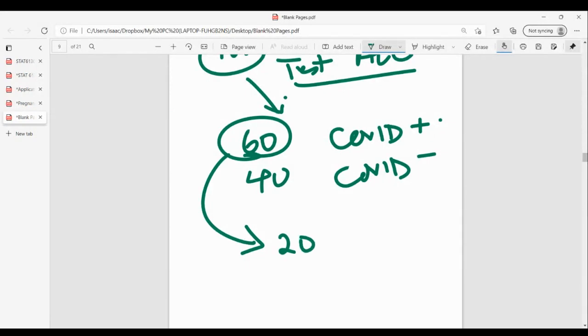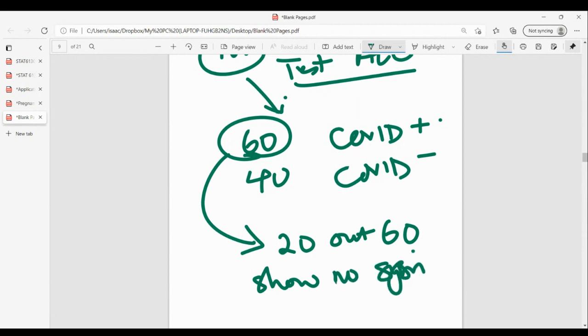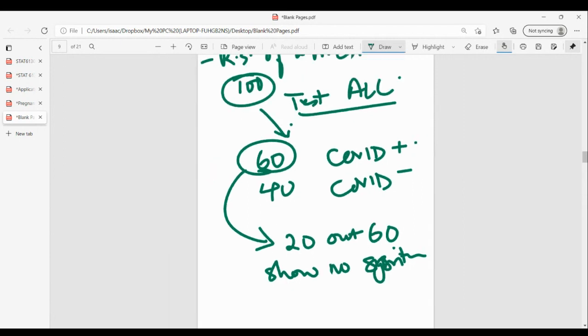So say 20 out of the 60 show no symptoms. Excuse me, Dr. Dialsing. Also, when you're taking this sample, you'll have to take a sample of either vaccinated or not vaccinated, because we took so long to collect the data. So the thing is, maybe you might have to take like 200, and out of the 200 you'll have vaccinated and not vaccinated.